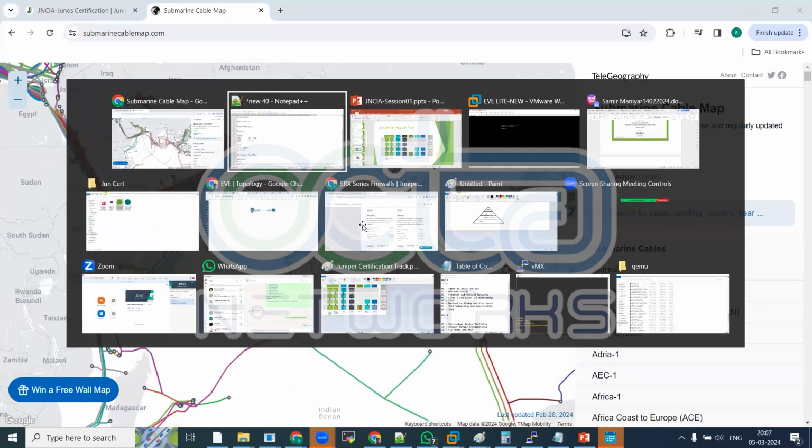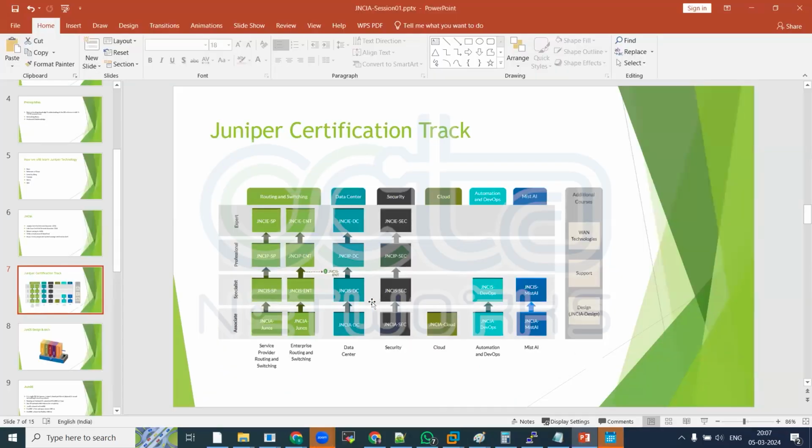That's something called data center connectivity. Security is self-explanatory. I hope you know about this. And the other tracks that we have are cloud and automation and Mist AI. This is AI-based technology used in Juniper. So they don't have a professional and expert level certification so far.